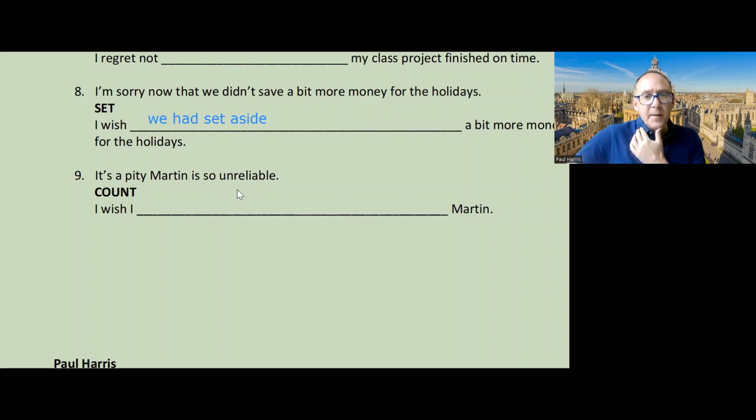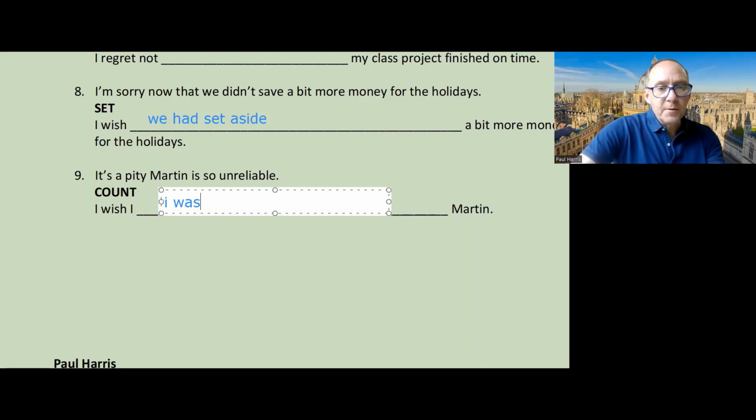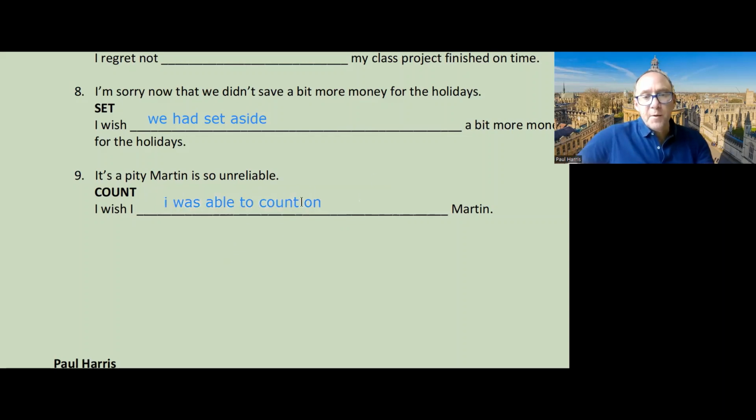Maybe here we could refer to his positive reliability because we're wishing that he was perhaps more reliable. So let's write here: I wish I was able to count on Martin. If you count on someone, it means that you can rely on that person to do whatever it is you want them to do, a favor or whatever it is. So count on will give us this idea that he is not reliable, and you've got this negative here, pity and unreliable. So I wish I could count on, or I wish I was able to count on Martin more.